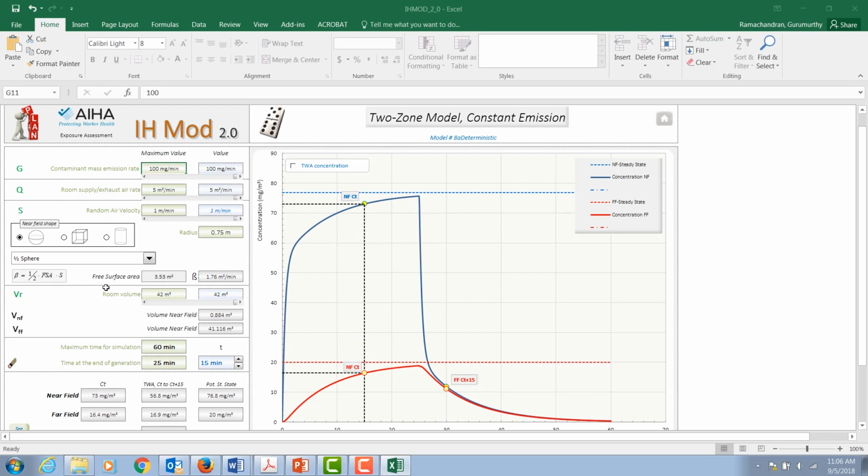When we select a near field shape, which is a full sphere, or we can also choose half of a sphere, then the radius of this sphere is something we need to input. So we are inputting a value of 0.75 meters, which means that we can automatically calculate the surface area of the hemisphere, and thereby the value of beta, which is the airflow through the free surface into and out of the near field. And so that's how the free surface area and beta values are calculated.